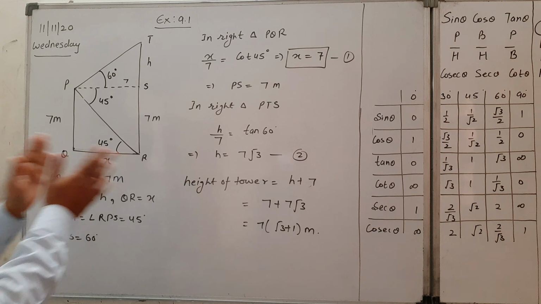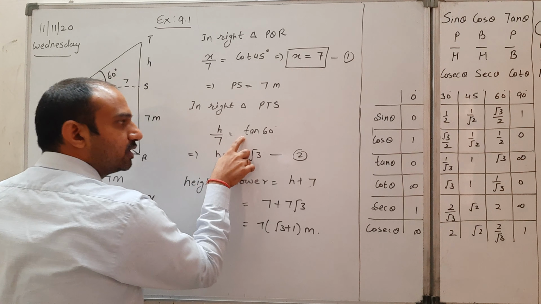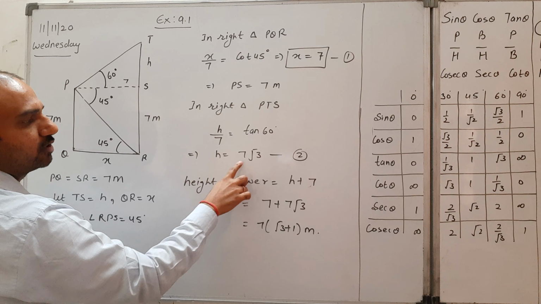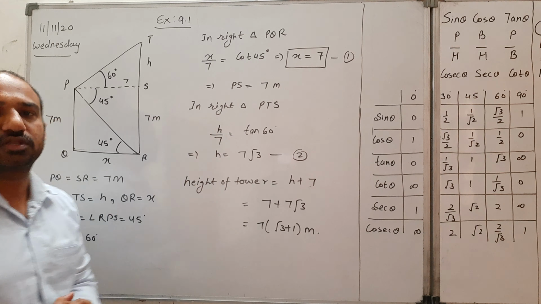And if QR is x, then PS is also x. So PS is also 7 meters. Then in right triangle PTS, I want to find the value of h. So h upon this 7 will be equal to tan 60. Perpendicular by base is tan, and tan of angle 60 degrees is root 3, and 7 gets cross multiplied by root 3. So h is equal to 7 root 3. This is equation number 2.